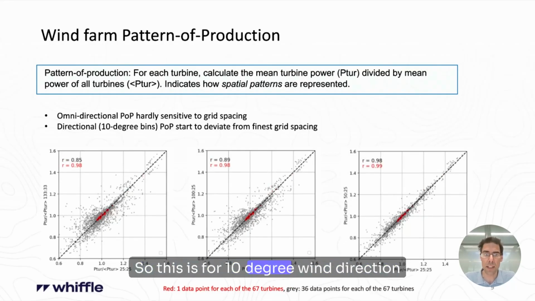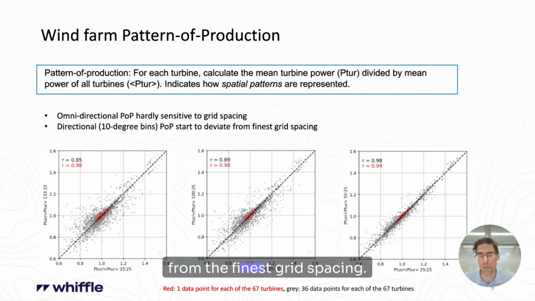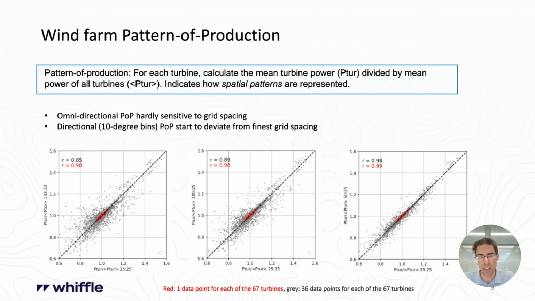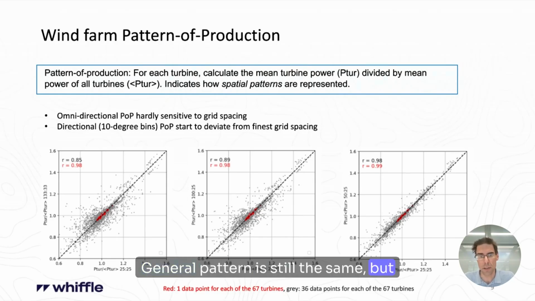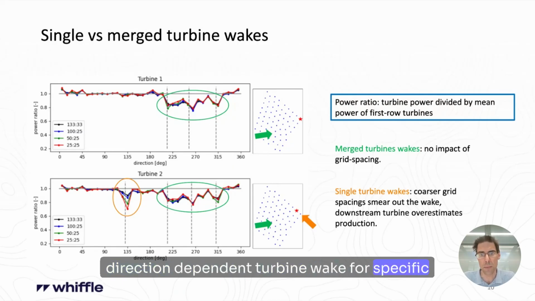So this is for 10-degree wind direction sectors. And now we see that the pattern of production for the coarser simulations starts to deviate from the finest grid spacing. The general pattern is still the same, but correlation decreases. Let's zoom in even further to turbine wakes, direction-dependent turbine wake for specific turbines.